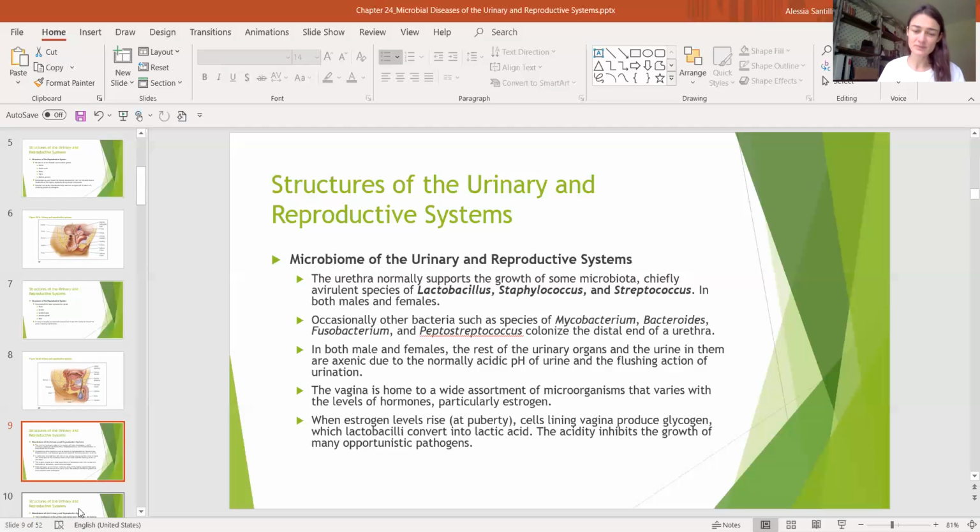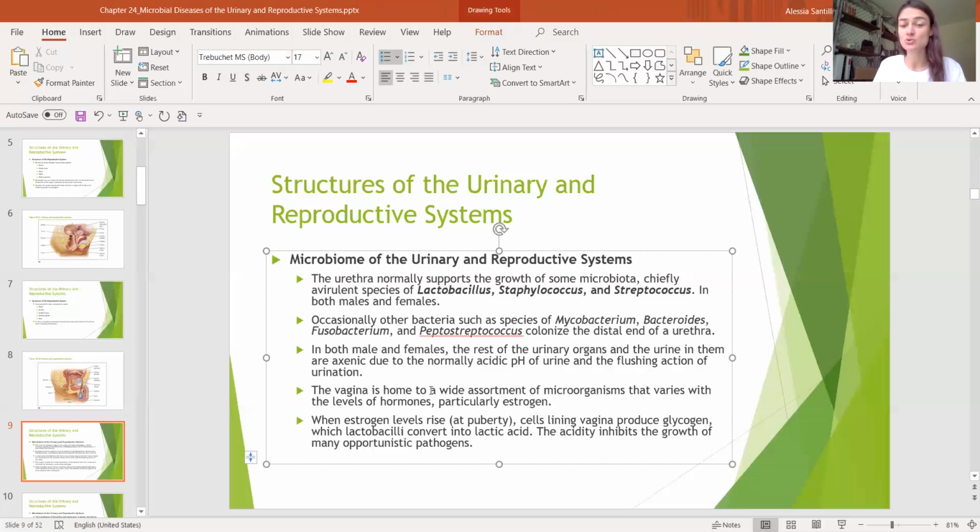So it's normally axenic due to the normally acidic pH of the urine and the flushing action of urination. But again, as soon as it comes out of the urethra, it's always going to have a little bit of bacteria. It's never completely axenic. It's only axenic really in the bladder.